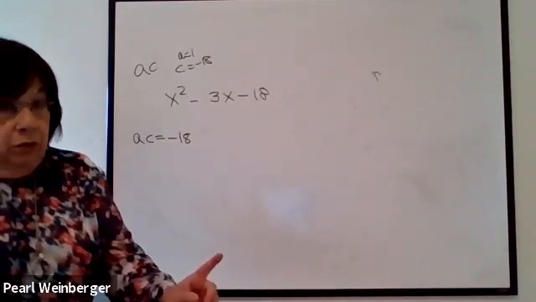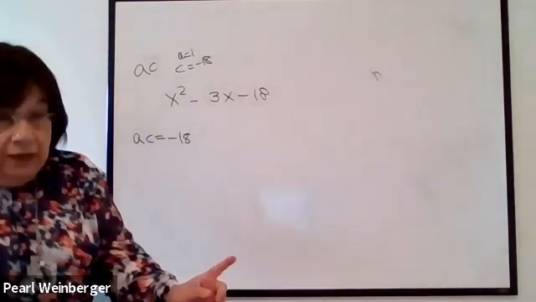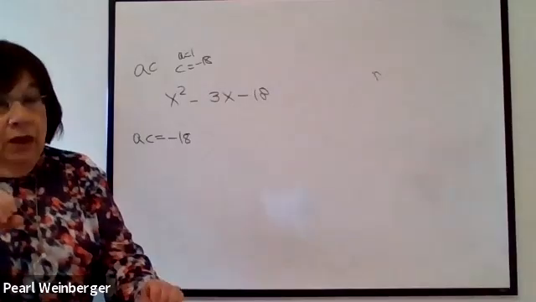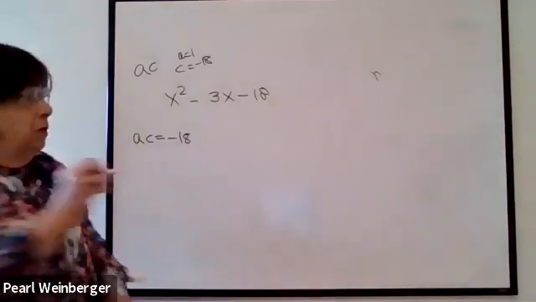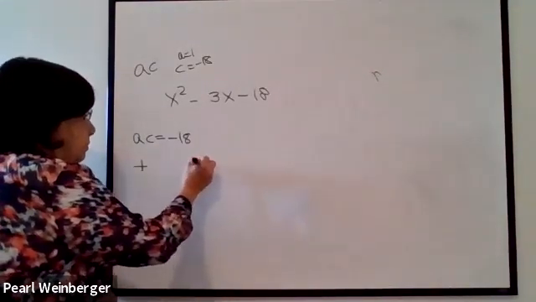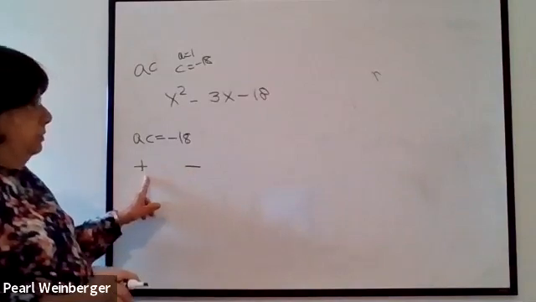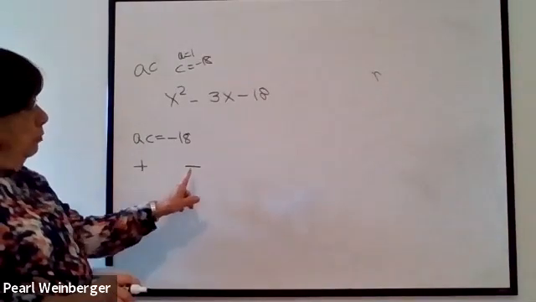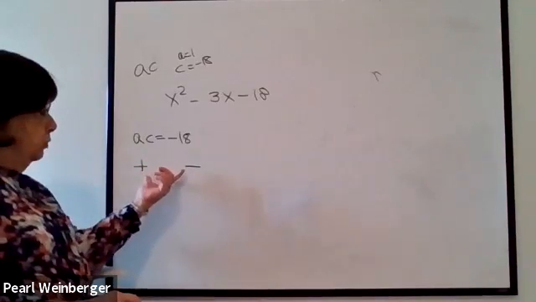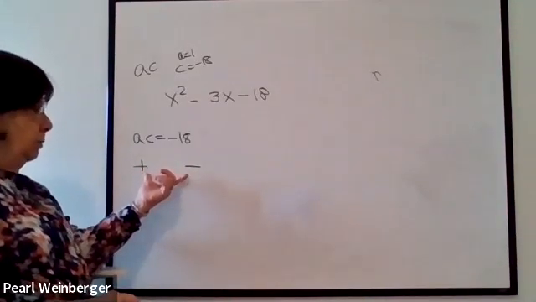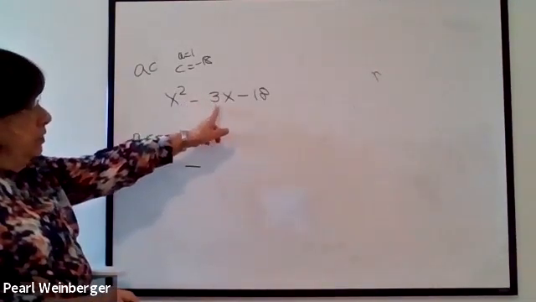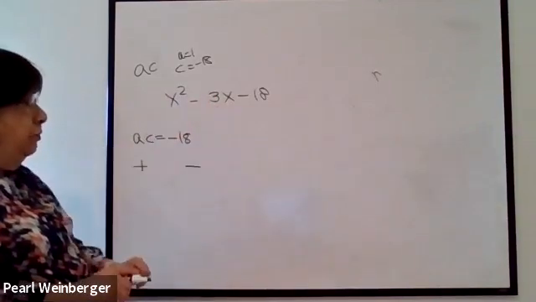Now before, remember, we had a number that was a positive number. Now we have a negative number. And we have to keep in mind that when we multiply 2 numbers and our answer is going to be negative, one of the numbers is going to have to be positive and one of them is going to have to be negative. So we're going to be looking for 2 numbers that multiply, one positive and one negative, to negative 18, but when I combine them, I get negative 3.